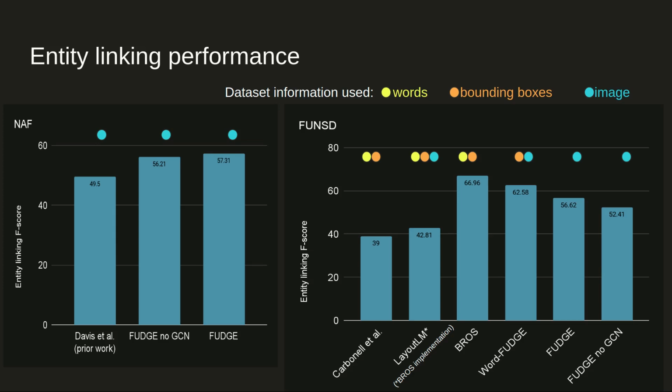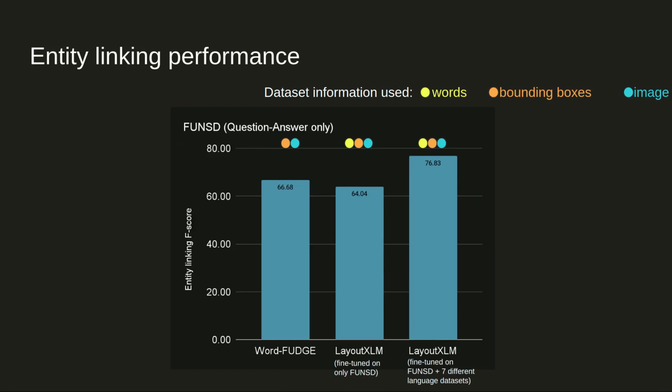Layout LM version 2 did not evaluate entity linking. However, Layout XLM does, although they only evaluate the question and answer relationships. As we can see, FUDGE is still competitive and actually beats Layout XLM if it only fine-tunes on the FUDGE dataset.